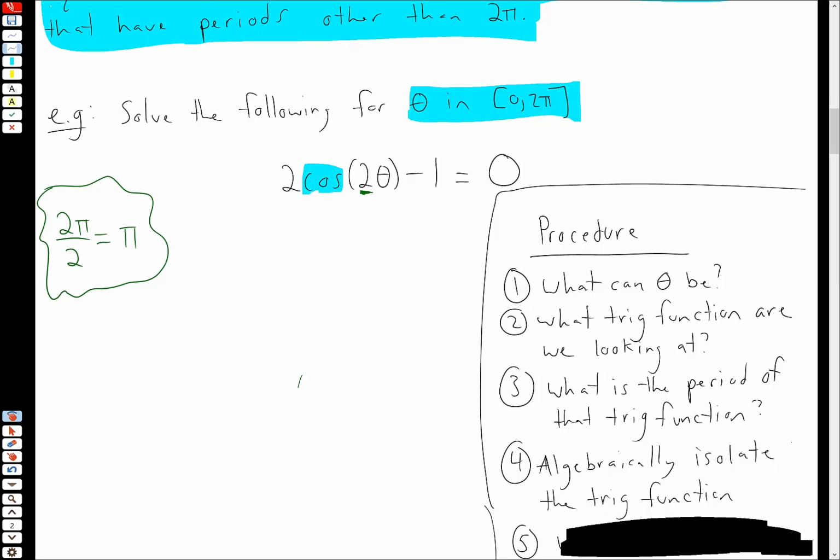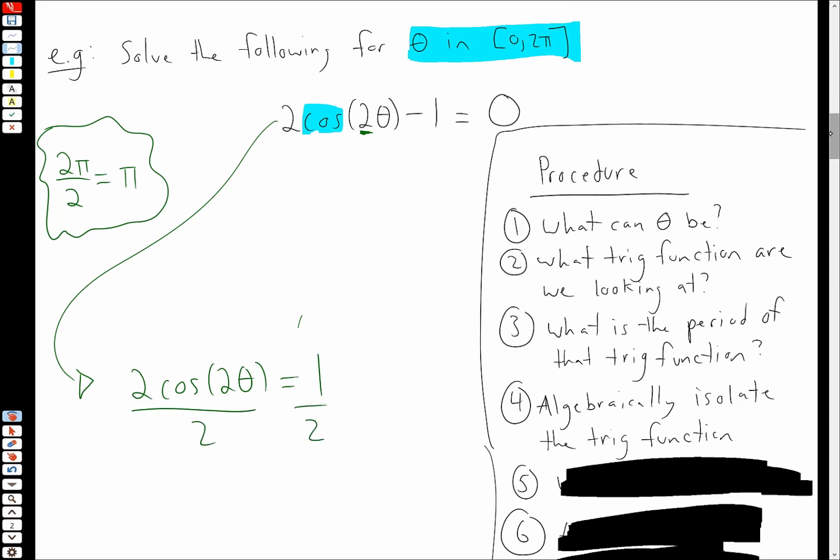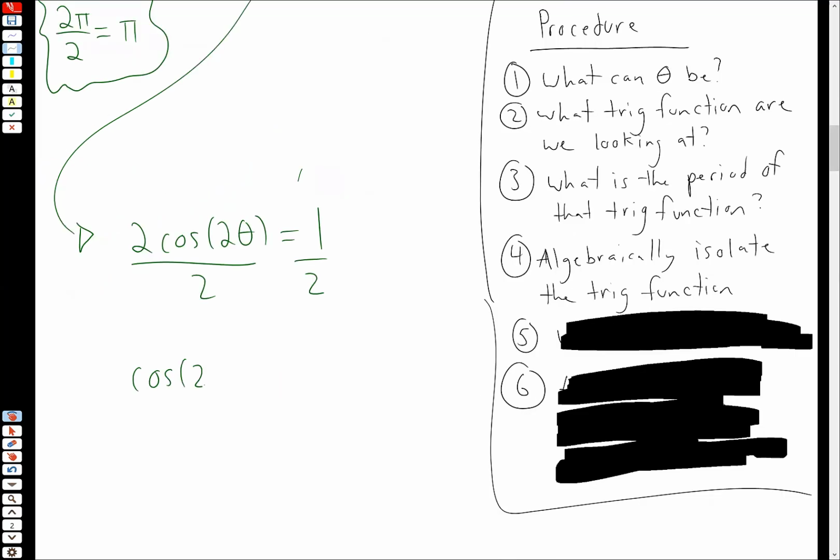Next, we do what we would always do: isolate the trig function. To isolate the trig function, let's add 1 to both sides. So we get 2 cosine of 2 theta is equal to 1. Divide both sides by 2. And so now we get cosine of 2 theta is equal to 1/2.